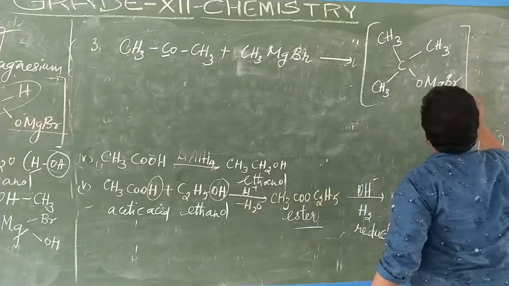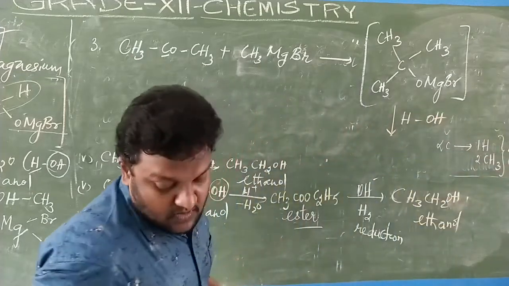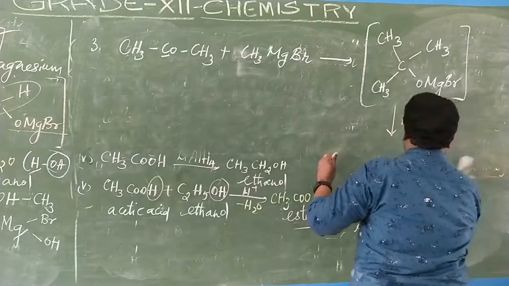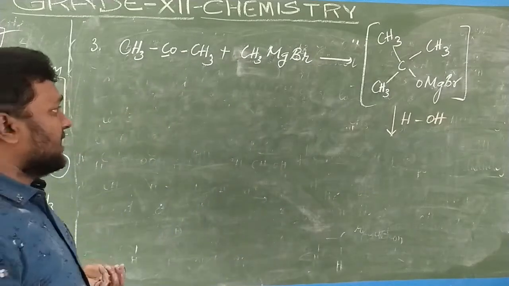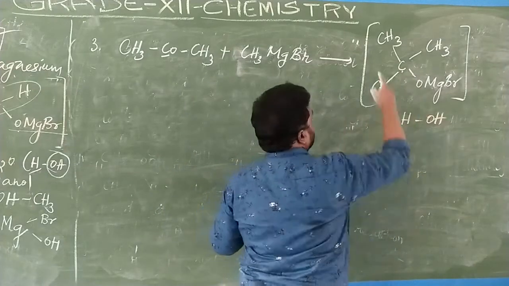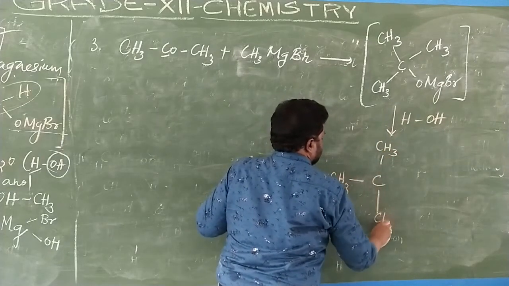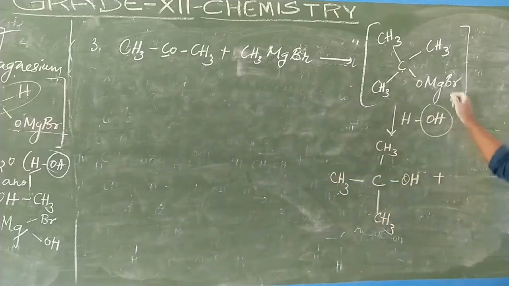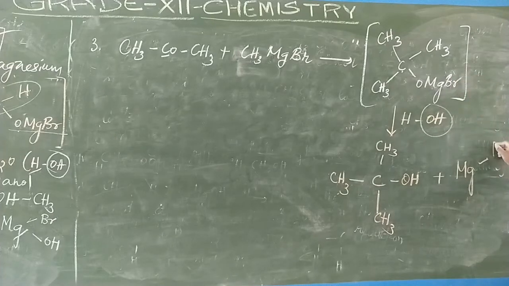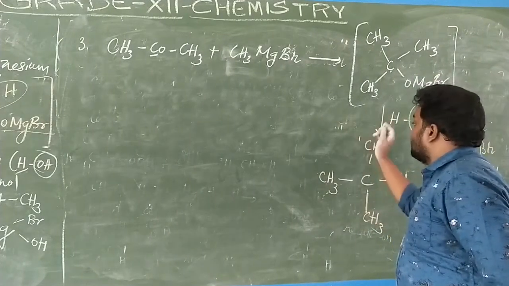which is unstable. Now this, on further mixing with water, hydrolysis with water. Now, what will be the product? Carbon with CH3, then this OH, plus MgBrOH will be getting added. So what is this called?